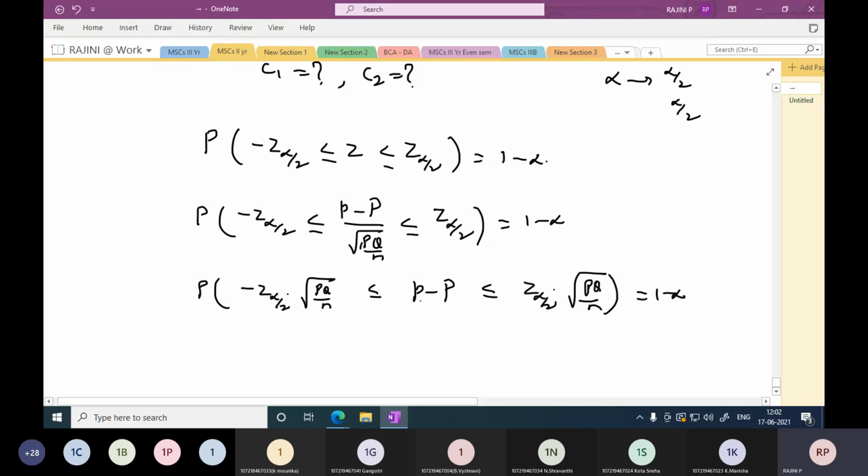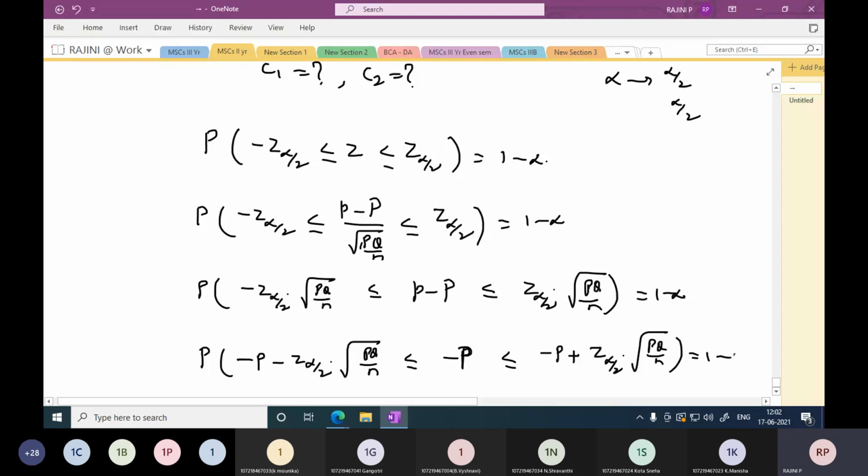And now, here I want to remove this small p. Then what do I have to do? Subtract small p on both sides. That means minus p should be taken. So minus p minus Z alpha by 2 under root PQ by N less than or equal to minus p plus p is going to cancel. Remaining is capital P minus capital P less than or equal to minus p plus Z alpha by 2 under root PQ by N, which is equal to 1 minus alpha. Is it clear?